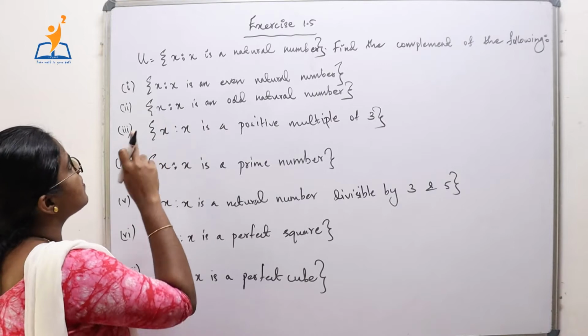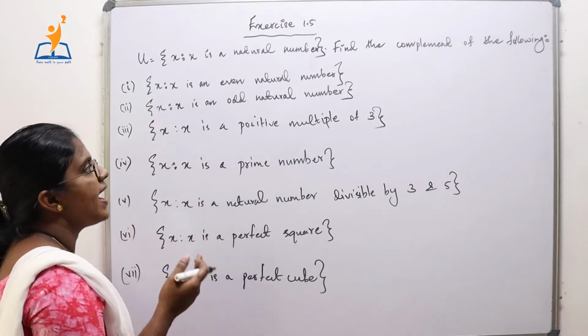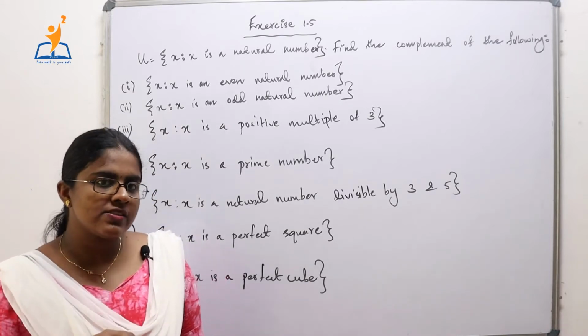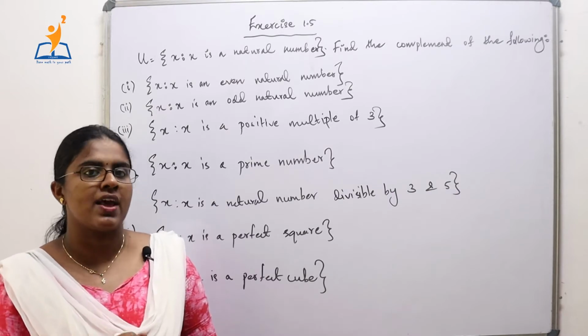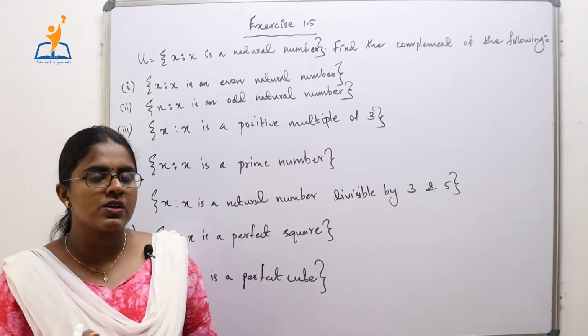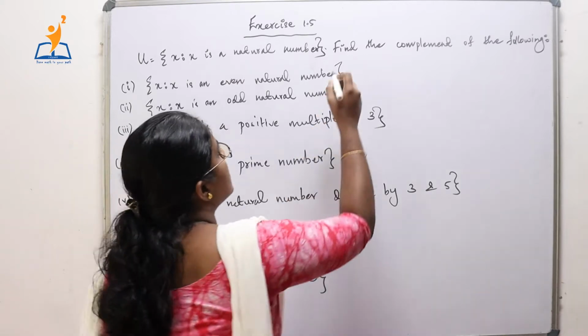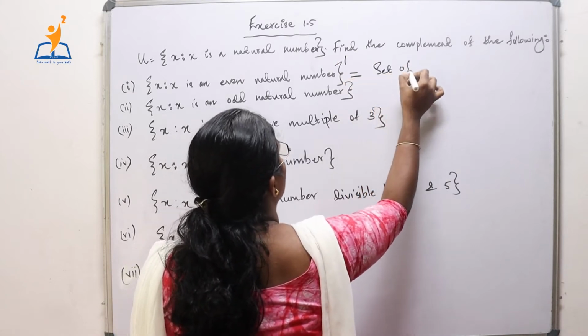From the third question, we have the first subpart as the set of all x such that x is an even natural number. So, in order to find its complement, we want to delete even numbers from the set of natural numbers. So, what is remaining is the set of odd numbers. So, the complement of this set will be the set of odd numbers.